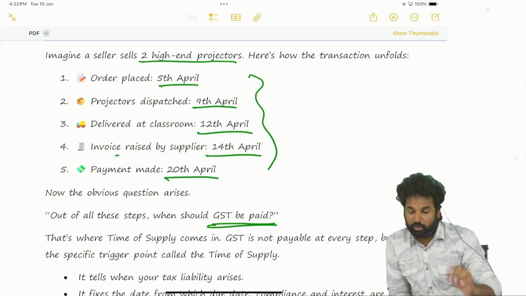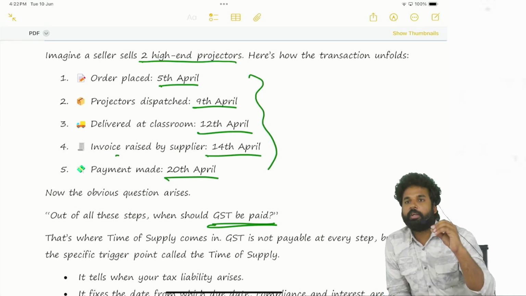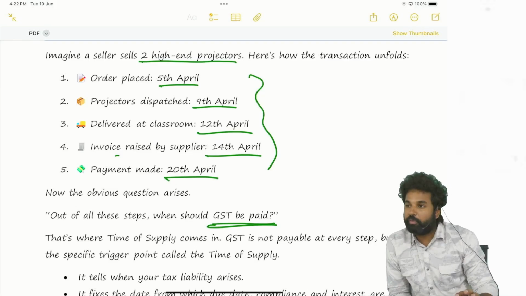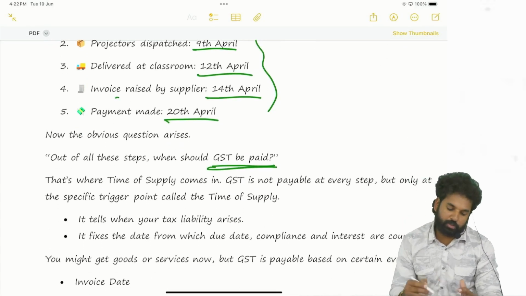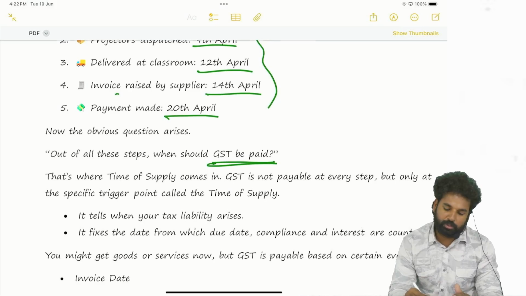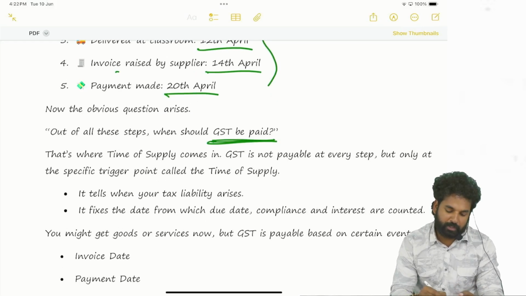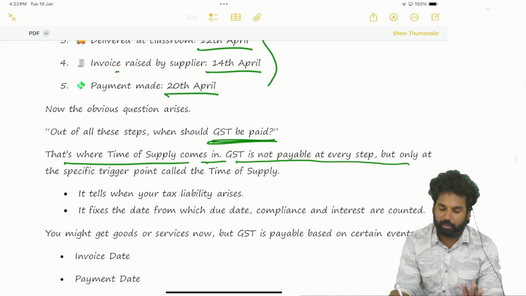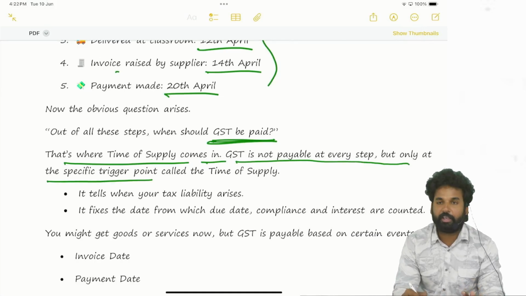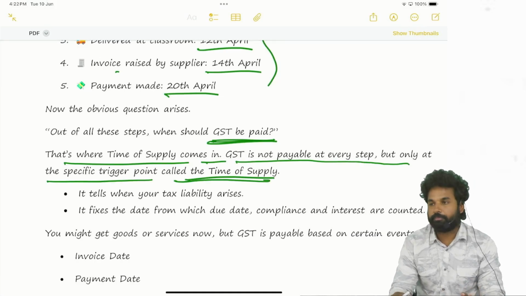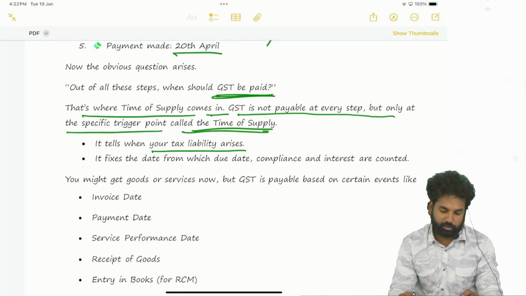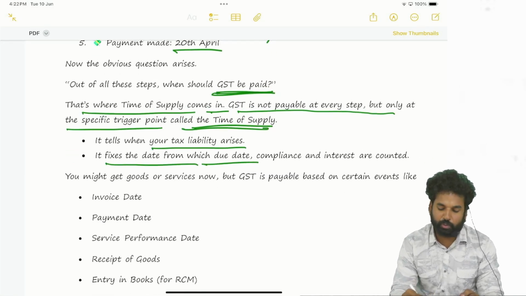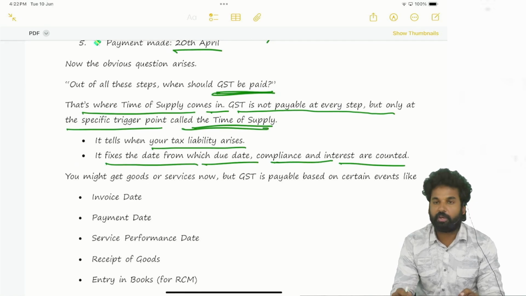Okay, right. So in order to fix the point in time when the liability arises, we need the time of supply provisions. Out of all the steps, when should GST be paid? That's where the time of supply comes in. GST is not payable at every step, but only at the specific trigger point called the time of supply. So it tells when your liability arises.